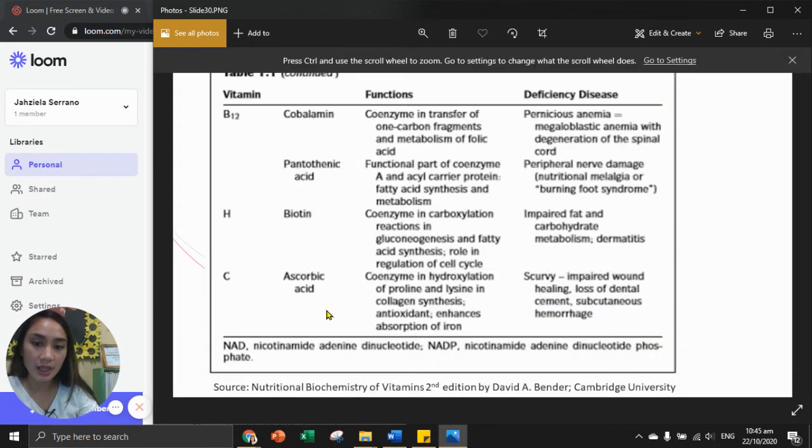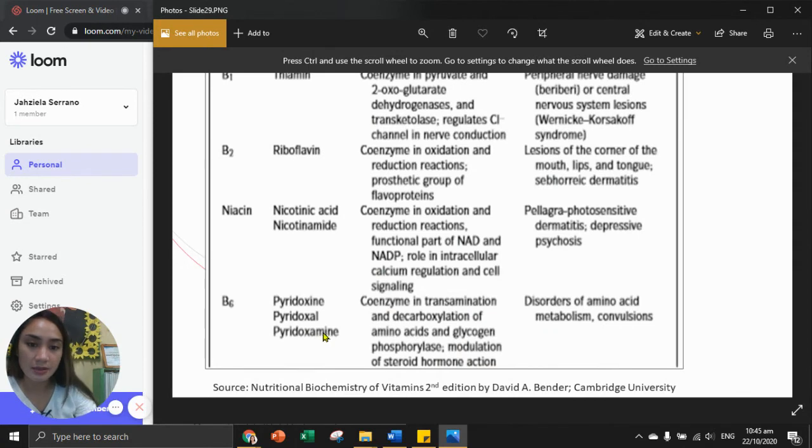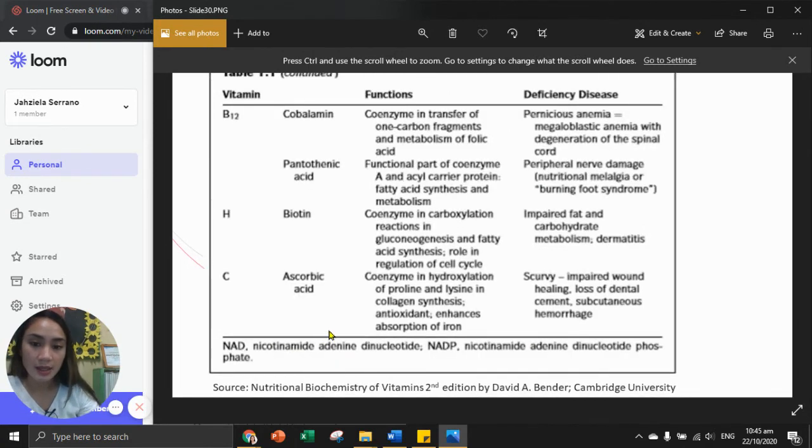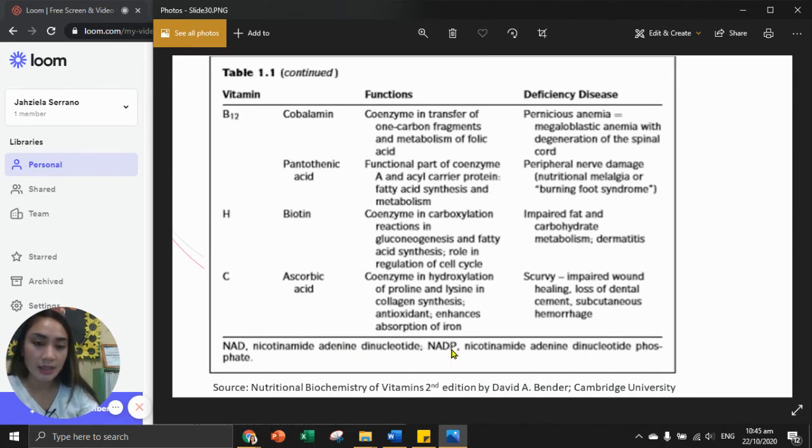So, ito yung NADP. Sorry, excuse me. NAD stands for nicotinamide adenine dinucleotide. And NADP stands for nicotinamide adenine dinucleotide phosphate.